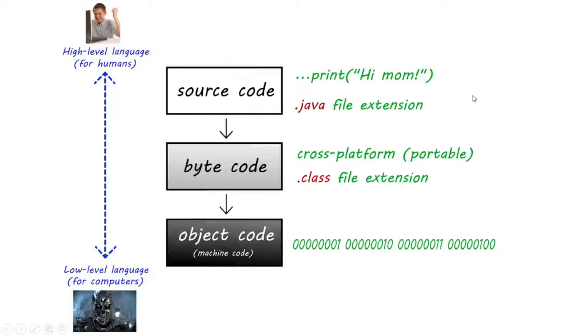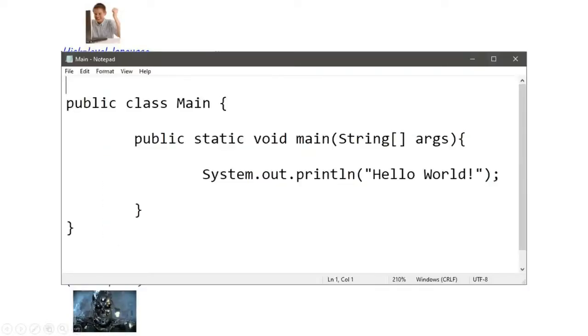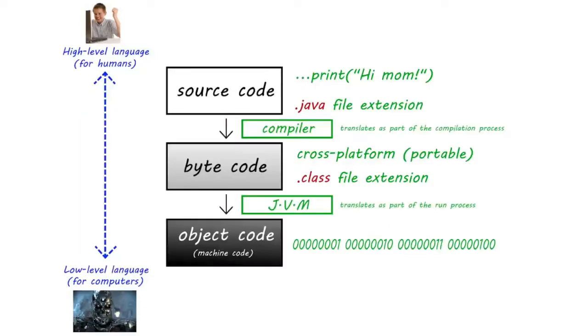With Java, we have an intermediary step where we can compile our source code to a format called bytecode. Bytecode is cross-platform and ends with a .class file extension. Here's an example of Java source code, and here's an example of that same source code after we compile it to bytecode. It's kind of funky, right? Since bytecode is cross-platform, you could write your code on a Mac and then send your bytecode file to your friend, who can then run it on their PC, using a JVM to translate the bytecode to machine code.